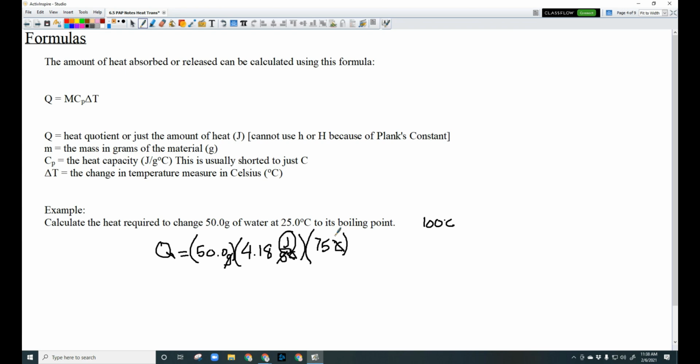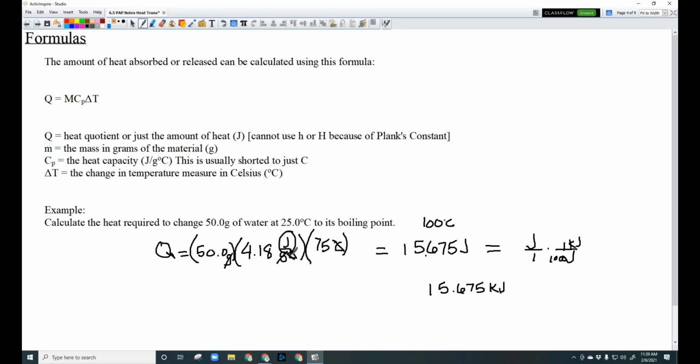I have my calculator. All right, so that's going to take 15,675 joules of energy. Okay, and a lot of times you'll see this as kilojoules. So when you get big numbers like this, sometimes it's changed over to kilojoules. Now remember, if we want to change joules to kilojoules, it's 1,000 joules per 1 kilojoule. So you're going to divide this number by 1,000. So you're going to get 15.675 kilojoules of energy instead of that big number, 15,675.